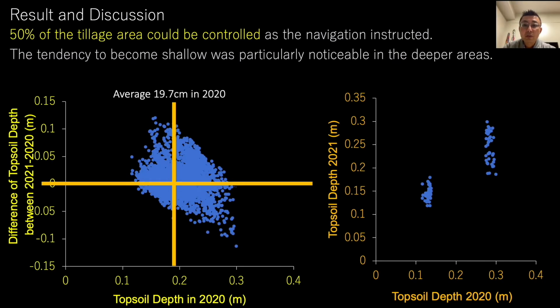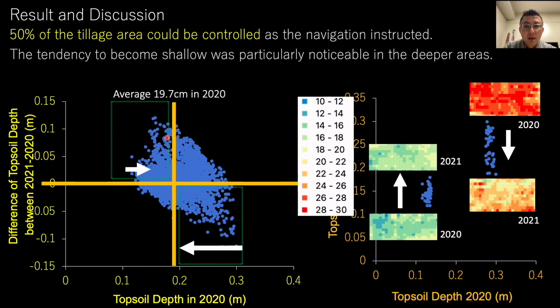We evaluated the result with a scatter plot shown here in this graph. The topsoil depth in 2020 was on the x-axis and the differences between the 2 years were on the y-axis. The result indicated that almost 50% of the total operation was able to control the tillage depth as intended. As shown in the figure on the right, here we are able to see if there has been any improvement or not.